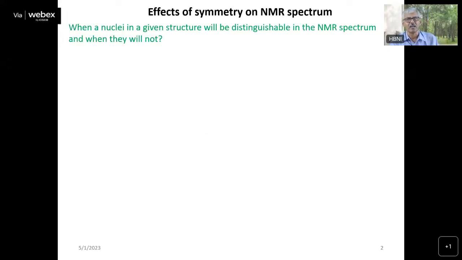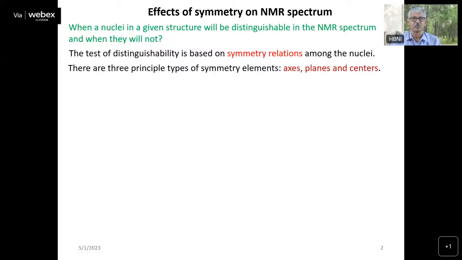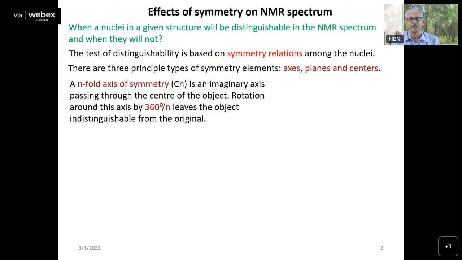If you remember, I discussed the effect of symmetry on NMR spectra: when nuclei in a given structure will be distinguishable in an NMR spectrum and when they will not be distinguishable. I will repeat that again. The test of distinguishability is based on the symmetry relations among the nuclei, so symmetry is very important. There are three types of symmetry elements, and all of you know them: axis of symmetry, planes of symmetry, and centers of symmetry. I will not go into the details of how you define them.